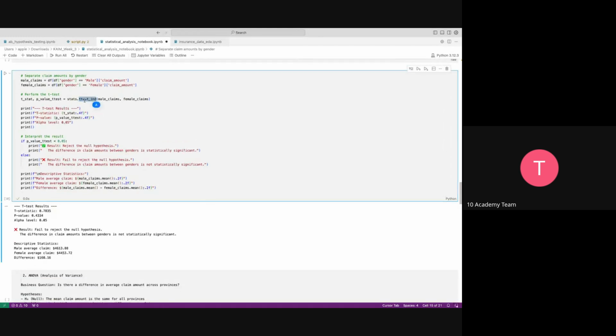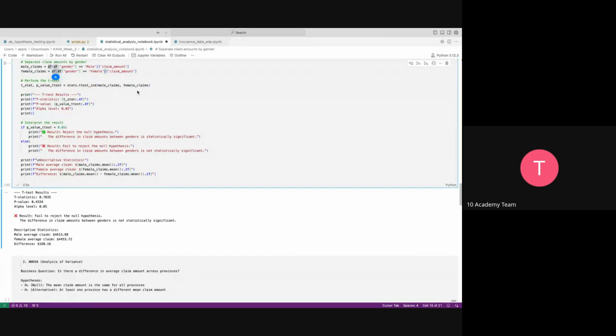For this one, we use the t-test int, which is just a method in the stats package. This test is going to automatically give us the t-stat and the p-value. So the male claims is going to be the total claim amount where gender is equal to male, and the female claims is the claim amount where the gender is female. So we have two claims, and we just want the independent t-test here.